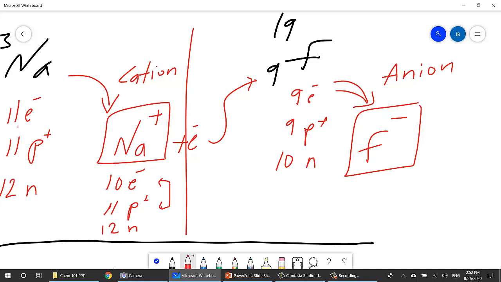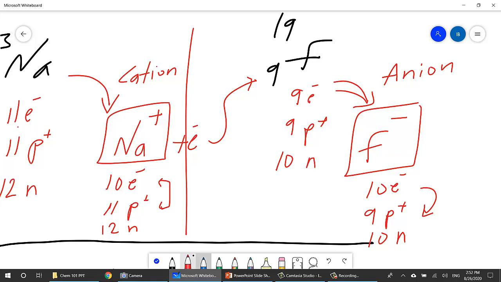How many electrons are in F minus? There are 10, because originally there were 9. Now we're adding 1 electron, so now we have 10 electrons. The protons are not touched. We still have 9 protons, and we have 10 neutrons. So now you can tell that the number of electrons here is exceeding the number of protons, and that's why the negative sign, okay?